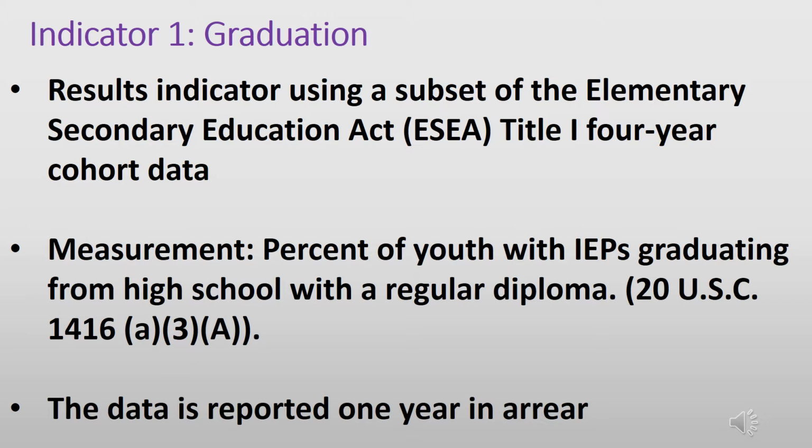Indicator 1, Graduation. Indicator 1 is a results indicator using a subset of the Elementary Secondary Education Act, also known as ESEA, Title I 4-year cohort data. The measurement for Indicator 1 is the percent of youth with IEPs graduating from high school with a regular diploma. This data is reported 1 year in arrear.